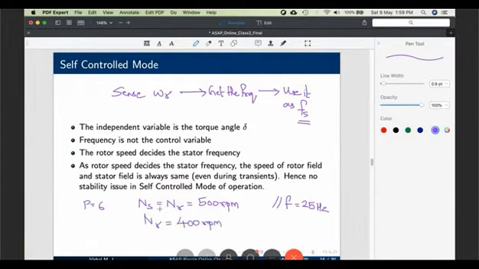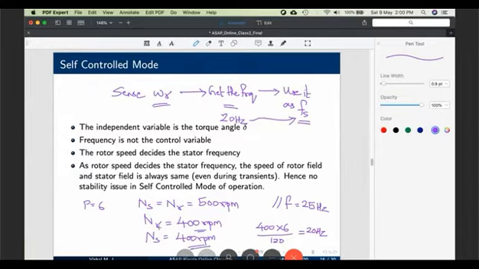In self-controlled mode, you sense the speed, you sense omega r, and get the frequency from that. What is the frequency? 400 into number of poles by 120, so this would be 20 Hertz. Now the rotor frequency is 20 Hertz. Use that as the stator frequency. Earlier the stator frequency was 25 Hertz, now it gets changed to 20 Hertz. So what is the new synchronous speed? 400 RPM itself. What did I say? Omega s and omega r, even during transients, should remain the same.